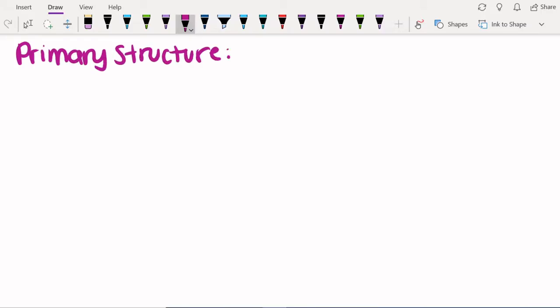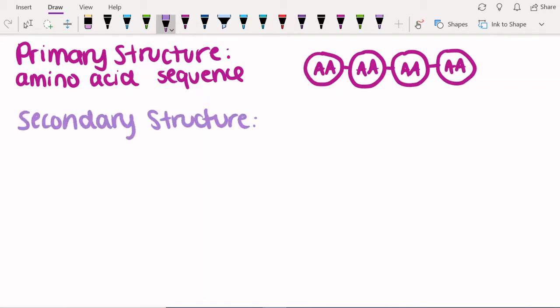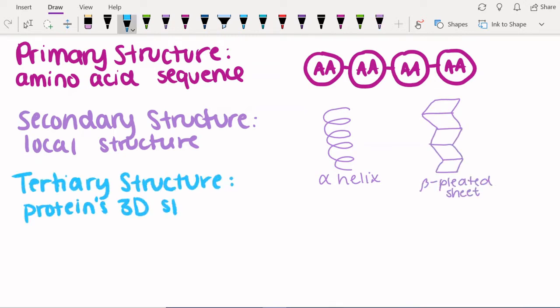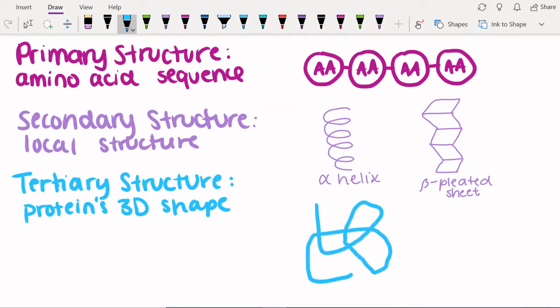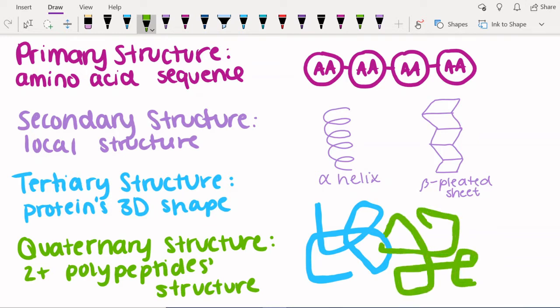The first level, primary structure, is the amino acid sequence. Secondary structure is localized structure. This includes alpha helices and beta pleated sheets. Next, there is tertiary structure, which is the 3D shape and structure of the protein. Finally, there is quaternary structure, which is the 3D shape of 2 or more polypeptides. Not all proteins have quaternary structure.